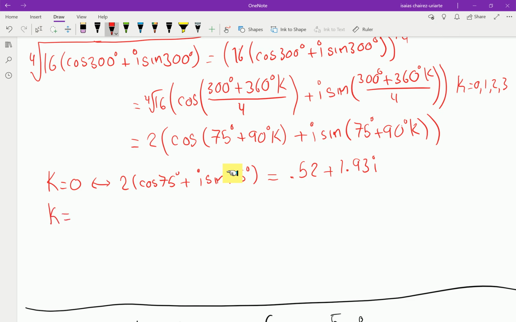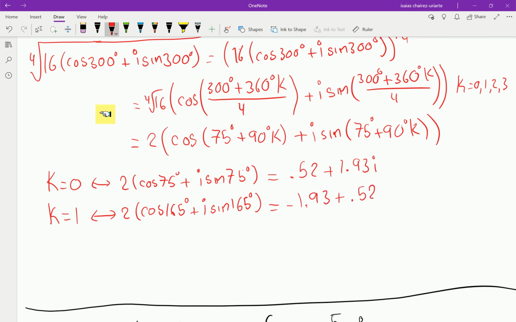So now if k is equal to 1, what do I have? If k is equal to 1, I'm going to have 2 cosine of, well, 75 plus 90. That's going to be 165, plus i sine of 165. Okay. And if I punch this into my calculator, I get the following: negative 1.93 plus 0.52i.